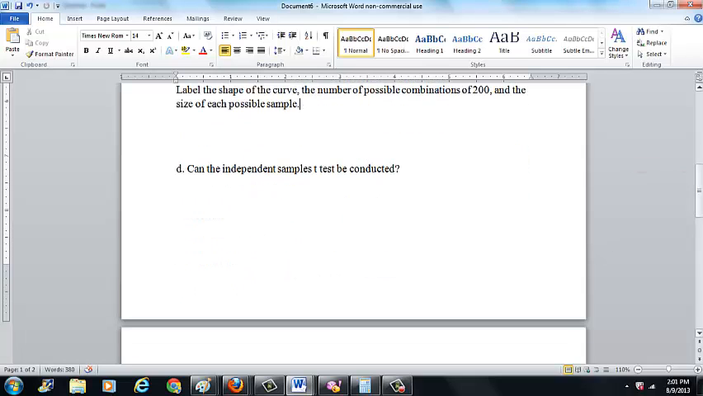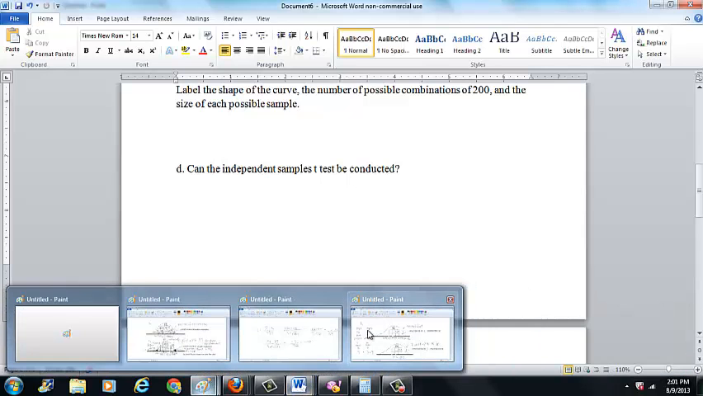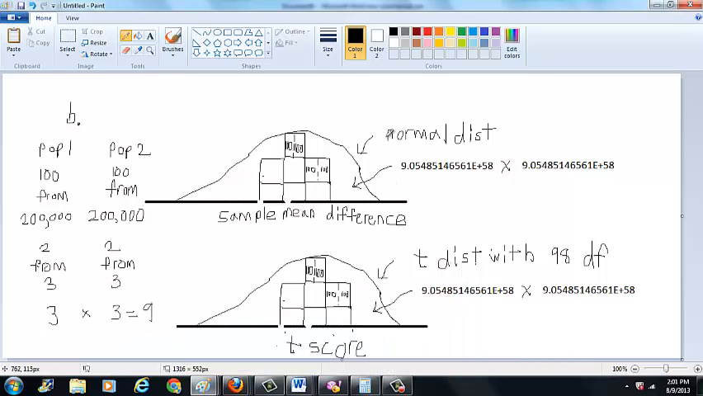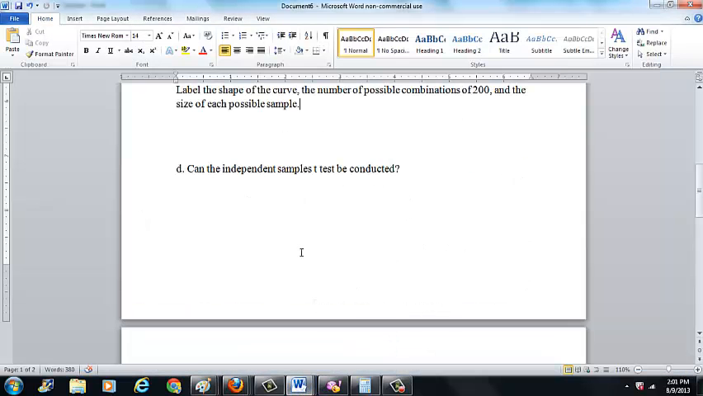Can the independent samples t-test be conducted? The answer is yes, because we ended up with a normal distribution in part B, and because of that, we ended up with a t-distribution in part C, which means the test can be done. So the answer would be yes.